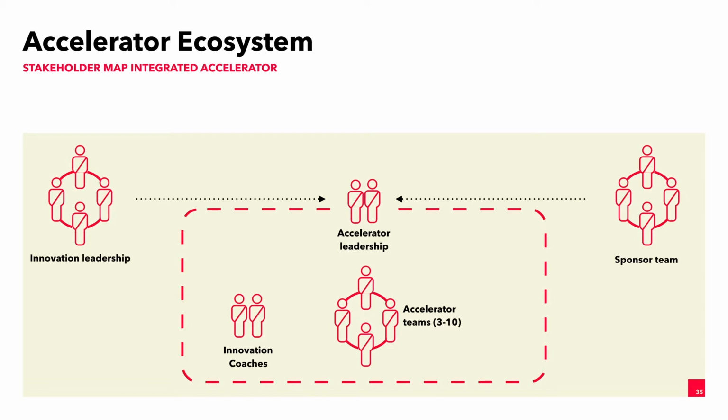Typically you have different players. So we have an innovation leadership team that sits at a central level. You have a sponsorship team on the right that sits at the business unit level. And together they form the accelerator leadership, running the accelerator with the accelerator teams and the coaches. So let's have a look at the responsibilities of all those parties one by one.